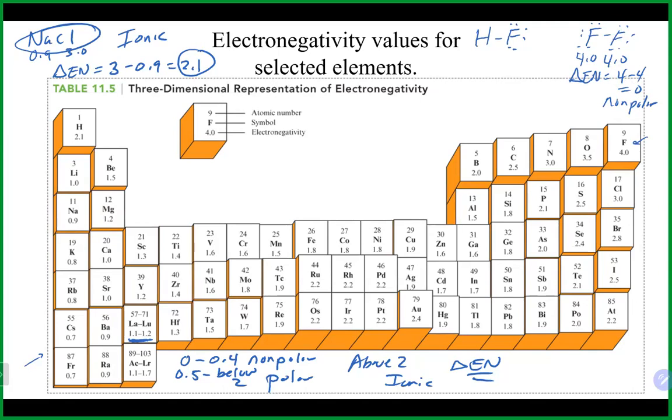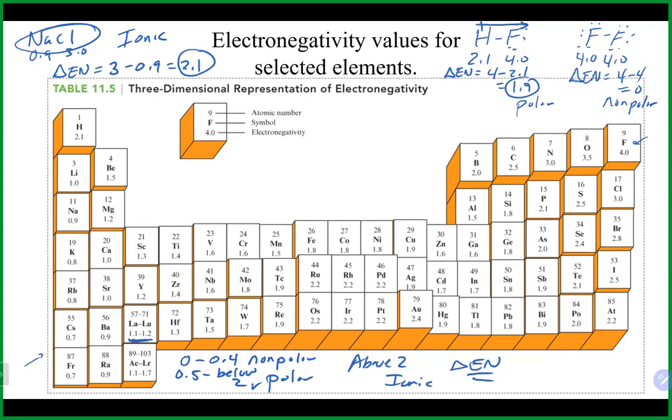If we look at our HF, our hydrogen is 2.1, our fluorine is 4. Change in electronegativity, 4 minus 2.1 equals 1.9. 1.9 is almost the cutoff for ionic. So this is definitely going to be a polar bond in this case. And if I were again to draw the arrow, it should point towards the more electronegative, which is the fluorine.